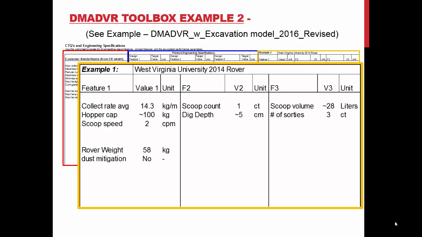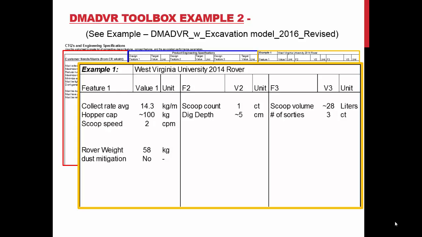It would use 3 sorties during the 10 minute competition to complete its mission, and its typical scoop speed per minute was 2 cycles per minute. Lastly, the rover weight was determined to be 58 kilograms, and there were no dust mitigation features on the rover. As you can see, some of this is quantifiable.